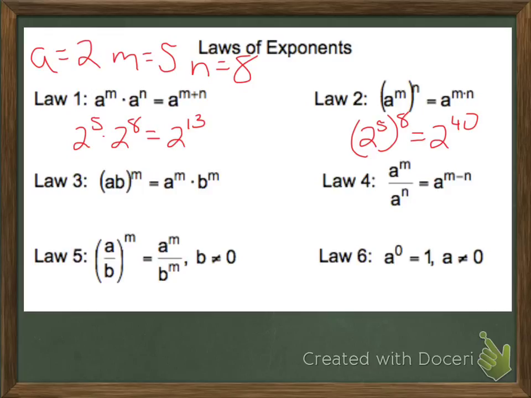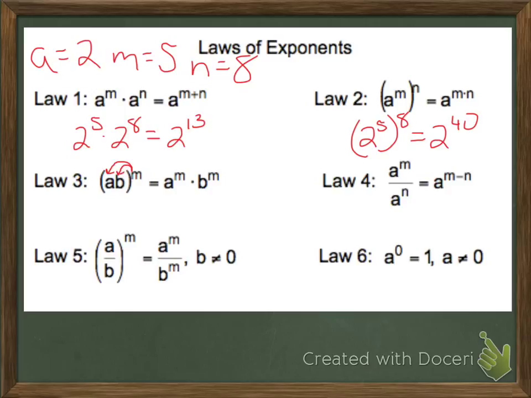Okay, law number 3. What if you have two numbers that are not necessarily the same base, raised to an exponent with the exponent being outside? Just like we do the distributive property whenever we are multiplying, because the exponent is outside of the parentheses, we're going to distribute the exponent. So the exponent is shared with both the A and the B.